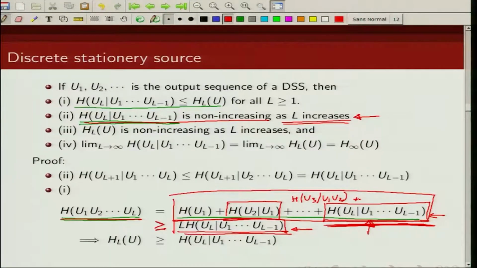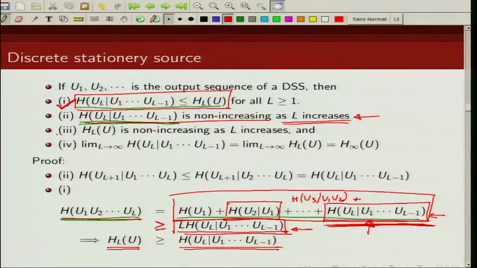Now we divide both sides by L. So what we get on the left hand side is uncertainty per letter, and what we get on the right hand side is uncertainty in UL given U1, U2, U3, UL minus 1. So then we have proved our property 1, which says uncertainty in UL given U1, U2, UL minus 1 is less than or equal to this uncertainty per letter for all L greater than or equal to 1.